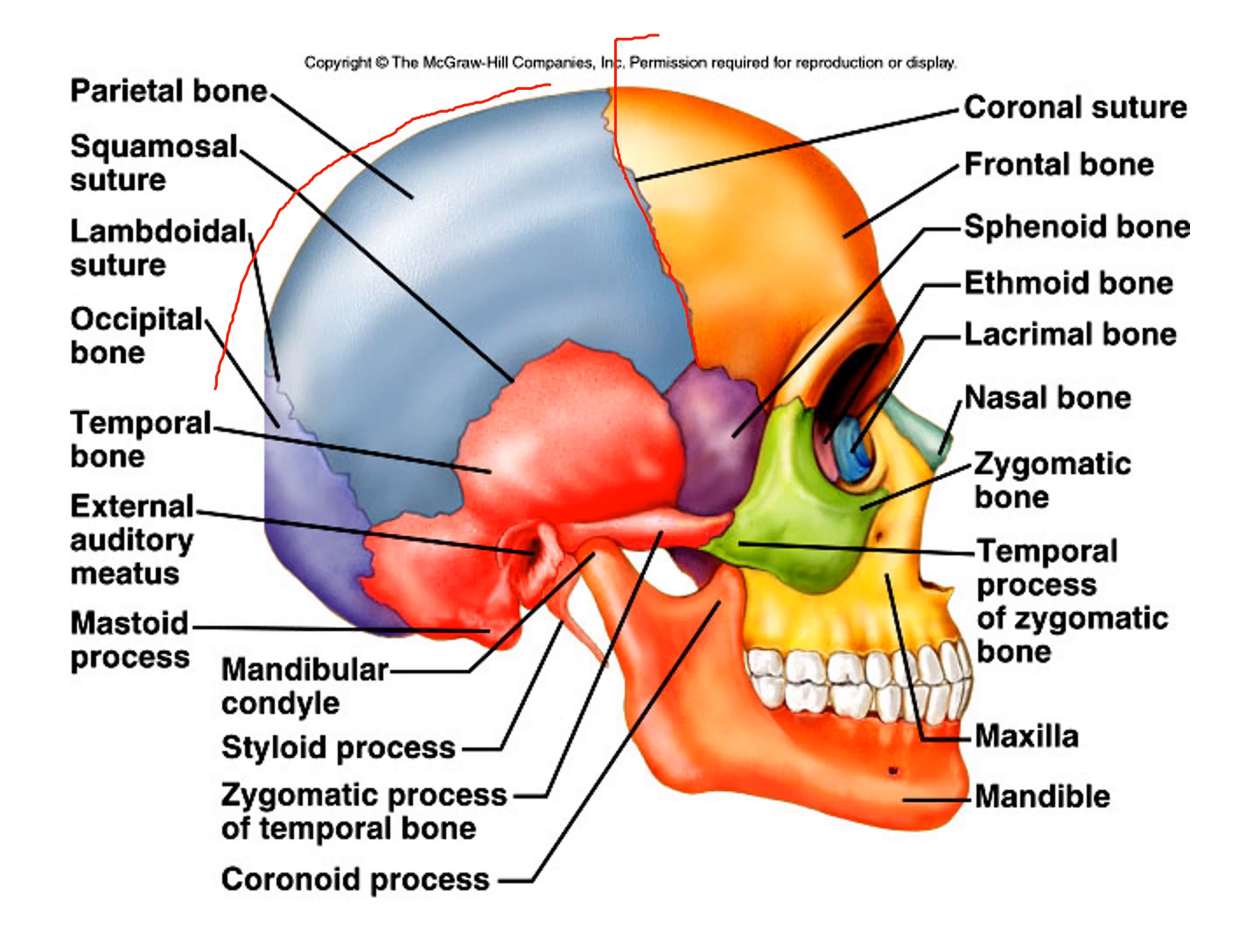Now, if you watch my other video about processes and depressions here on YouTube, you know that a meatus is basically a long canal. The external auditory meatus is what you think of as your ear canal. It's a deep hole. It doesn't go all the way through, so it's not a foramen, but it's longer than a socket, so it's not a fossa.